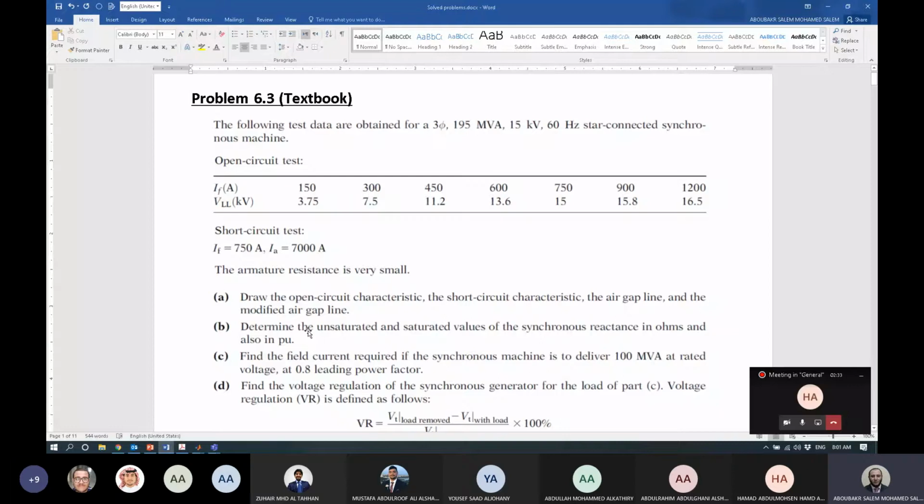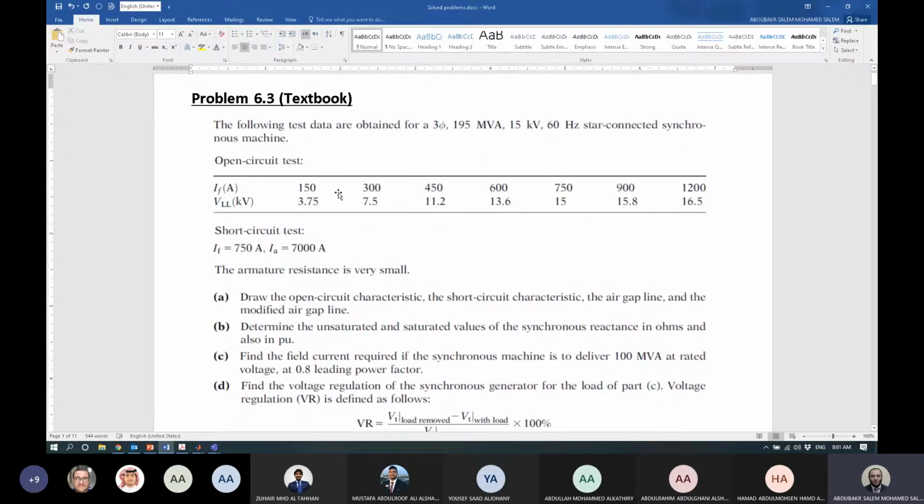problems regarding the synchronous generator. So here the problem, Shabab, says the following test data are obtained from a three-phase 195 megavolt ampere, 15 kilovolt, 60 hertz star connected synchronous machine.